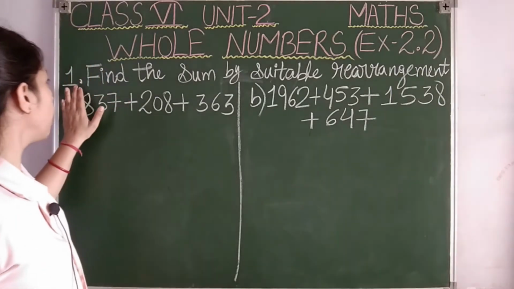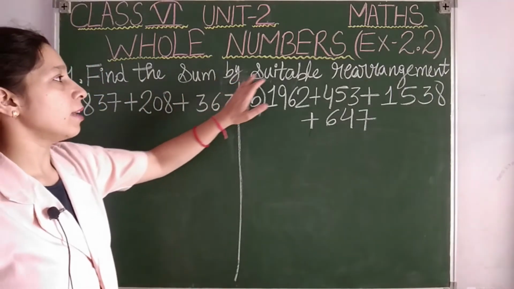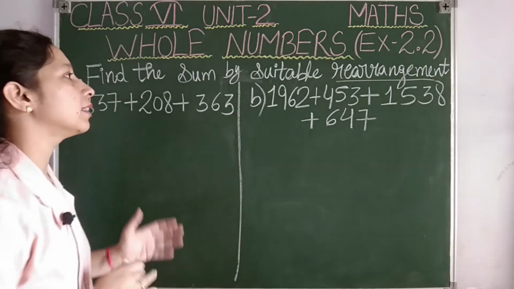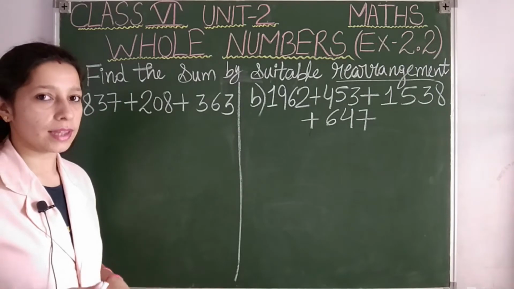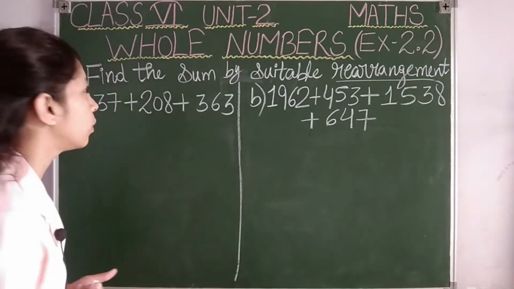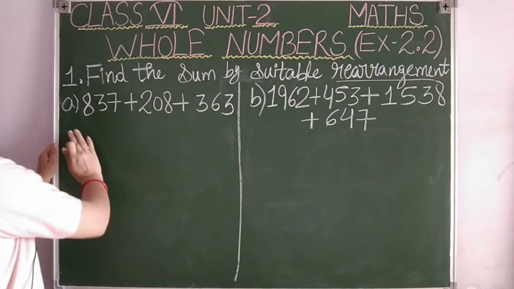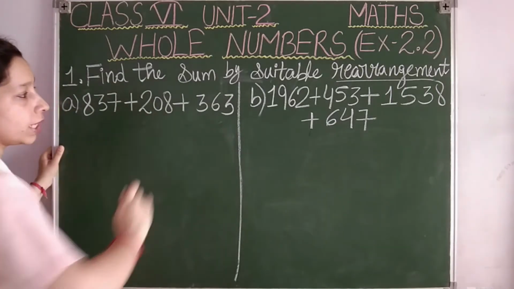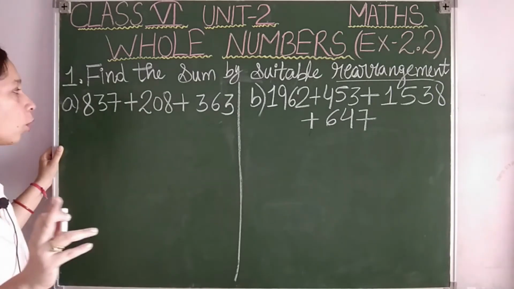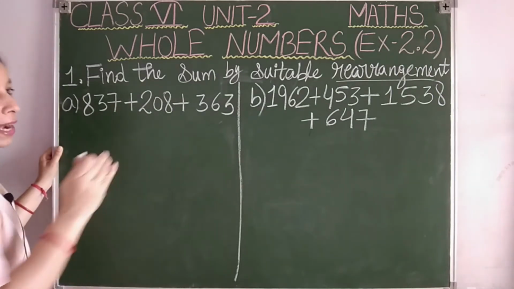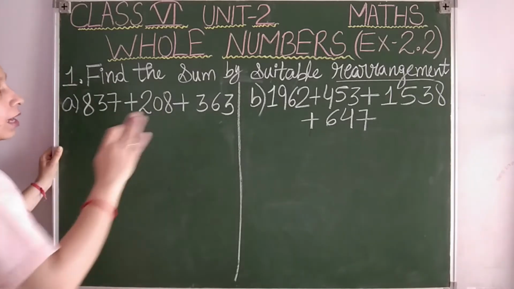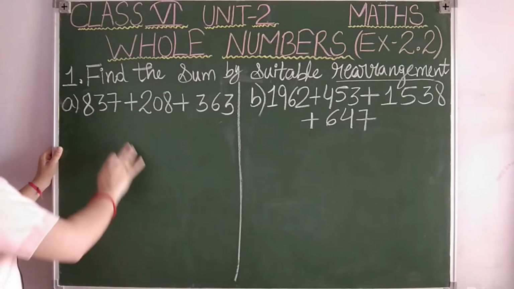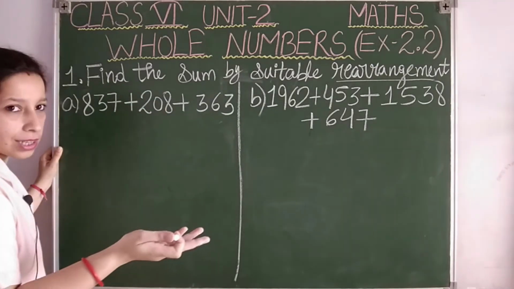Okay, students, question number 1. Find the sum by suitable rearrangement. Okay, so we will rearrange the digits according to our convenience using the properties and then we are going to find the sum. Look at the first point, 837 plus 208 plus 363. So for rearranging, what I told you, take the unit digits first and add them. 7 plus 8. Surely we are not going to get a number which will end with 0, na? So leave it. Okay, if you want to, 7 plus 8 is 15.